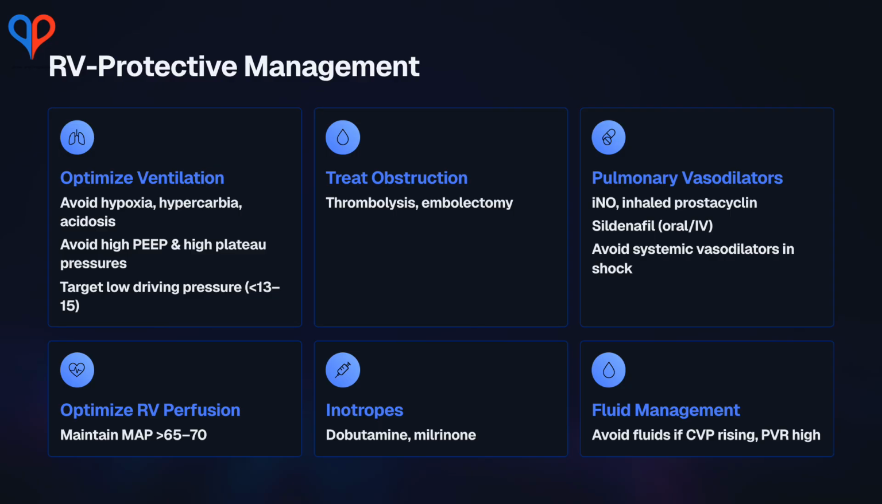Treating RV failure requires reducing PVR and supporting RV contractility without causing additional stress. Avoid hypoxia, acidosis, and hypercarbia. Avoid overdistension with high PEEP or high plateau pressures. Address pulmonary vascular obstruction with anticoagulation or thrombolysis. Use pulmonary vasodilators such as nitric oxide or prostacyclin. Maintain adequate RV perfusion pressure with MAP above 65 to 70. Use inotropes if RV contractility is impaired. Avoid unnecessary fluids if CVP is rising and PVR is elevated.